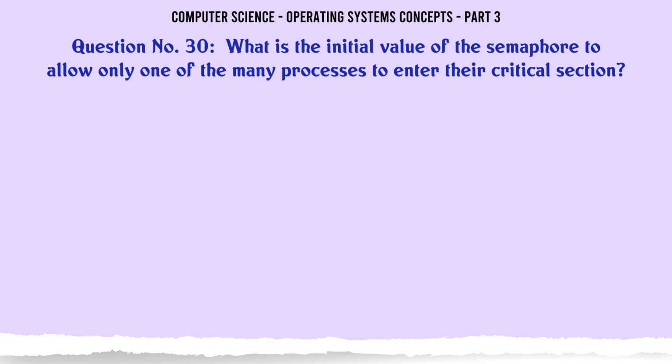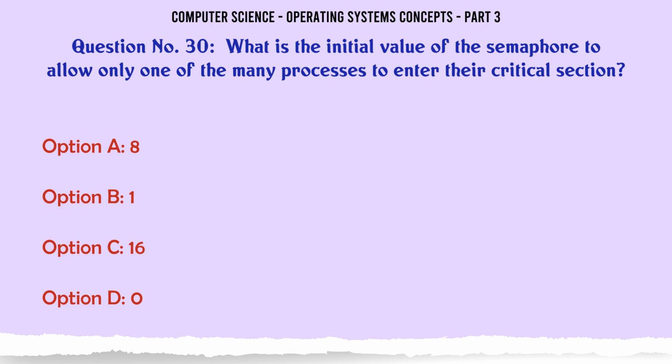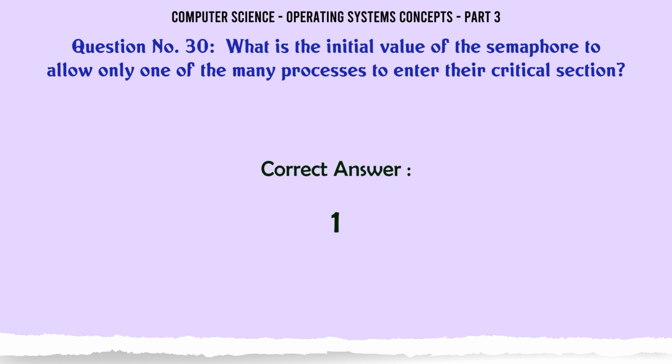What is the initial value of the semaphore to allow only one of the many processes to enter their critical section? A. 8. B. 1. C. 16. D. 0. The correct answer is 1.